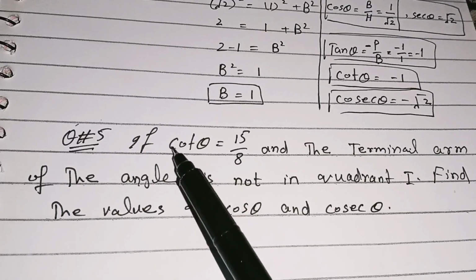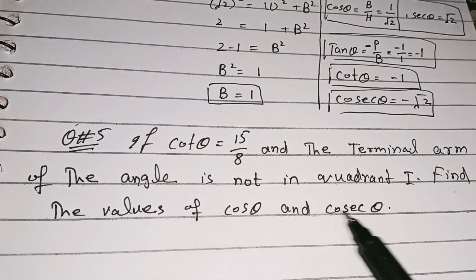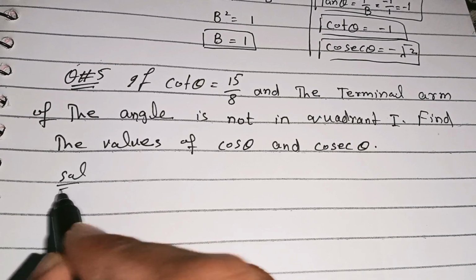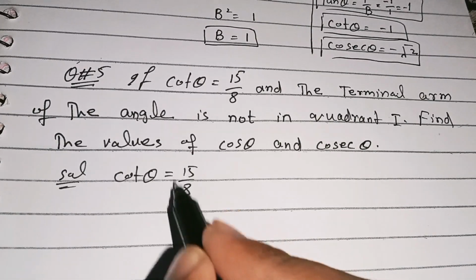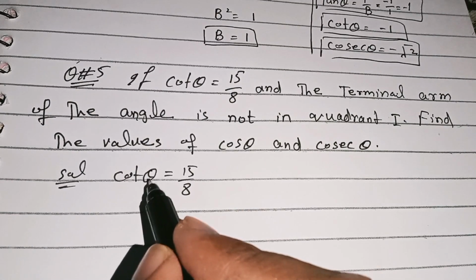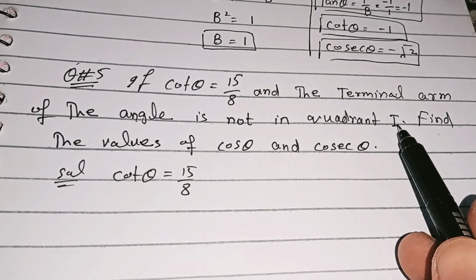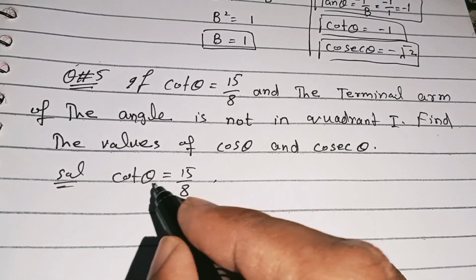This is another form of the question. Cot theta is given and the terminal arm of the angle is not in quadrant first, and we have to find the values of only two trigonometric functions, cos theta and cosec theta. Similar to fifth part of question number 4, given that cot theta is equal to 15 over 8, the value of cot theta is positive, and we know that cot theta is positive in first and third quadrant. Given that the angle is not in quadrant first, the only choice for theta is third quadrant.